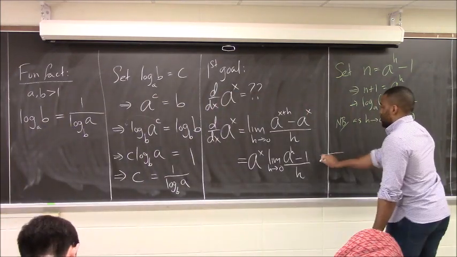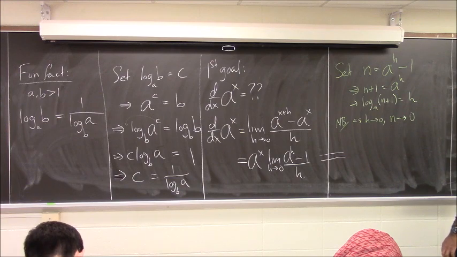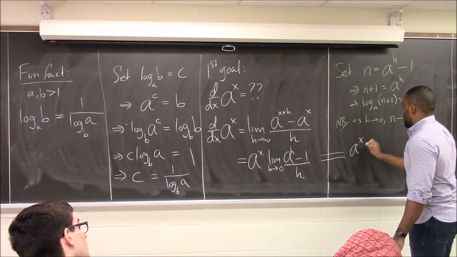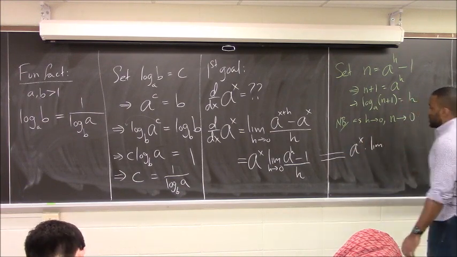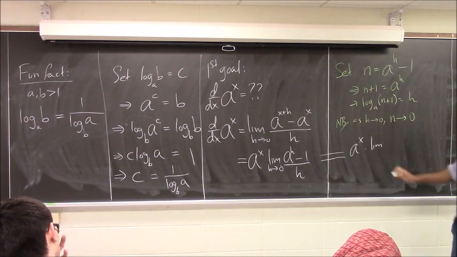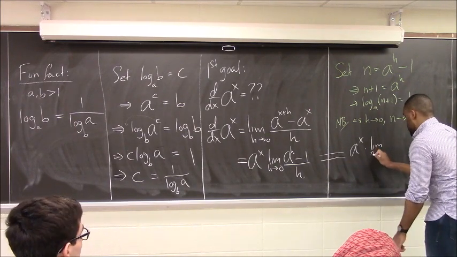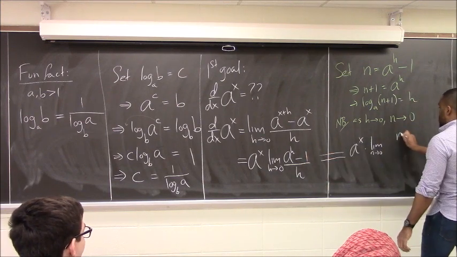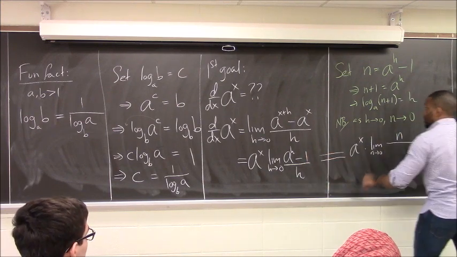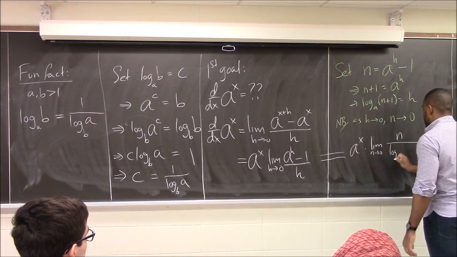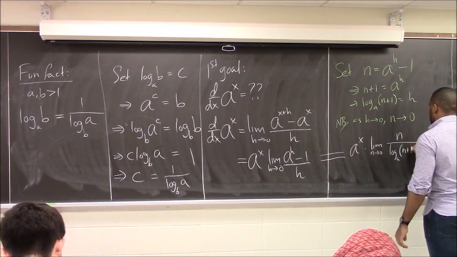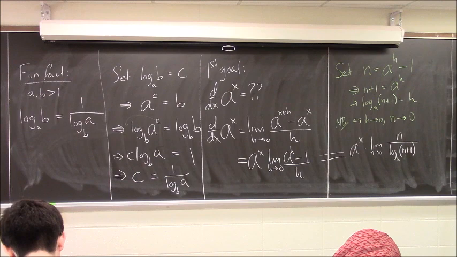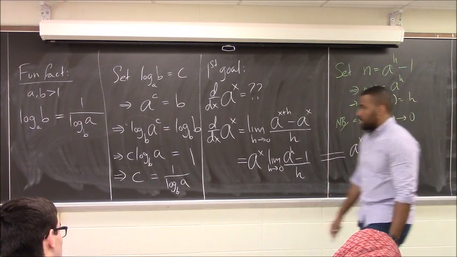This ends up being equal to, well, the a to the x is still here. Now I'm going to change the variable from h to n. So as h approaches 0, it's the same as n approaching 0. The numerator is now n. The denominator is now log to the base a of n plus 1. And so now I have to compute that. So let's continue.